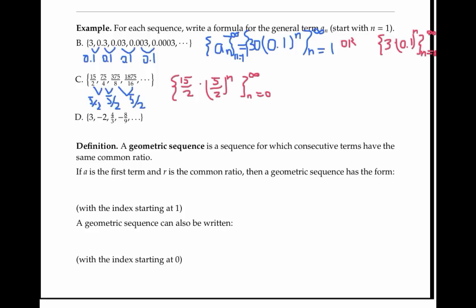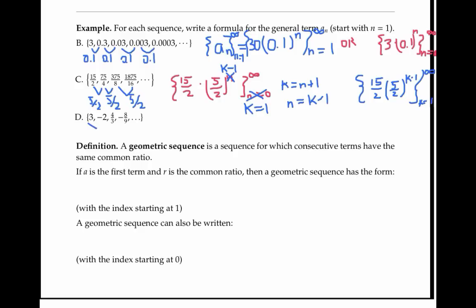If I prefer to start with my index at 1, one way to do this is to let k equal n plus 1. And making a variable substitution, when n is 0, k will be 1, and since k is n plus 1, n is k minus 1, so I can replace n with k minus 1. This gives the following representation of the sequence.